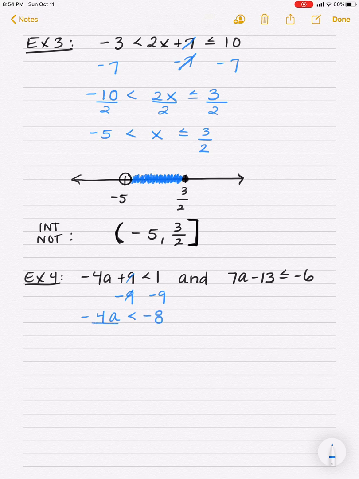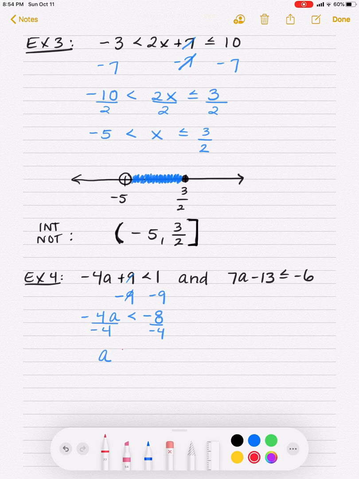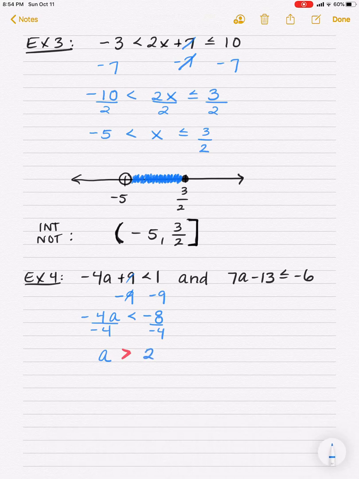So we're going to divide both sides by -4. Now here's where we need to be careful. We're dividing by a negative, so we need to flip the inequality, and -8 divided by -4 is a +2. So again, it doesn't necessarily matter if your solution is positive or negative, it's when you divide by a negative. All right, let's switch gears.